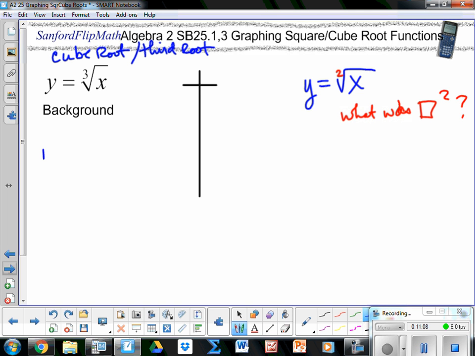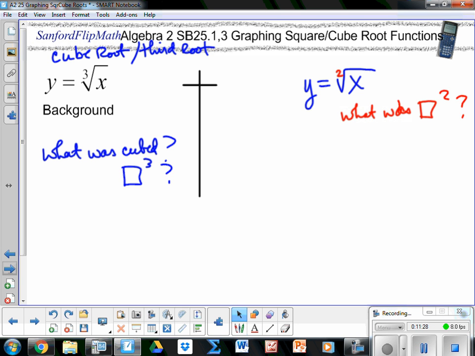And shockingly enough, it means what was cubed. Or in other words, what was to the third power. That's what this means. Okay, so there are perfect cubes, just like there are perfect squares.